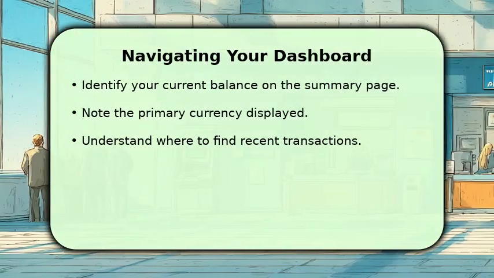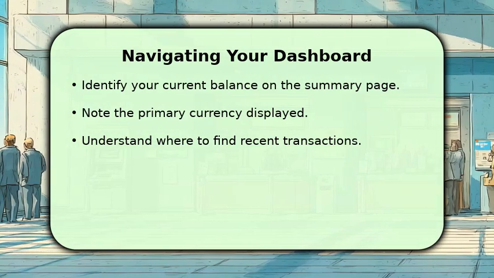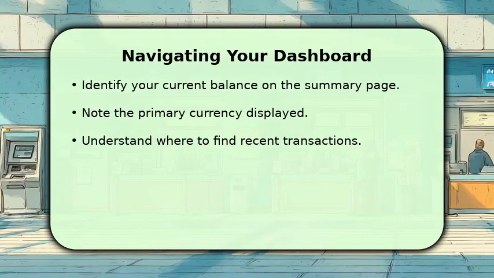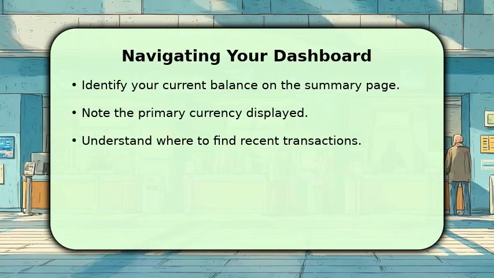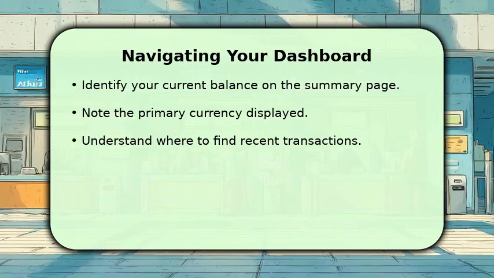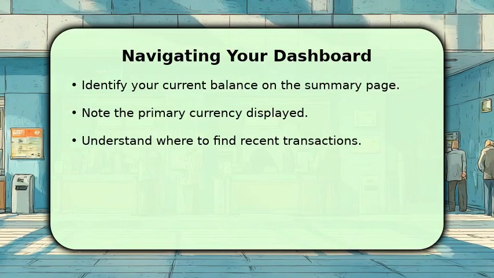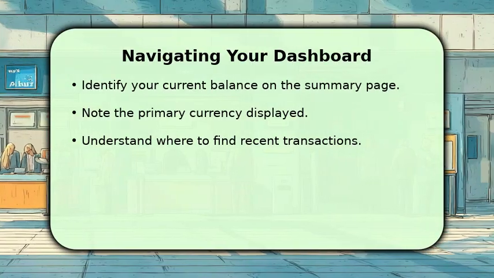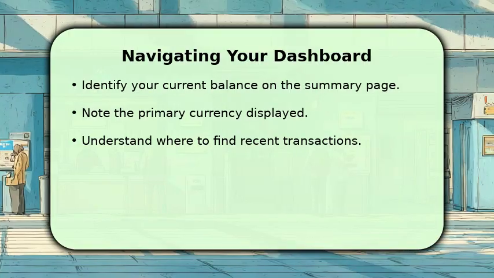Once you've successfully logged in, you'll land on your PayPal dashboard, often called the summary page. Your current balance is typically displayed front and center, usually in a prominent box or section. It will clearly show the amount and the primary currency, such as US dollars or euros. Below this, you can often find a quick overview of your most recent transactions, giving you a snapshot of your account activity. This page is your central hub for managing your funds.